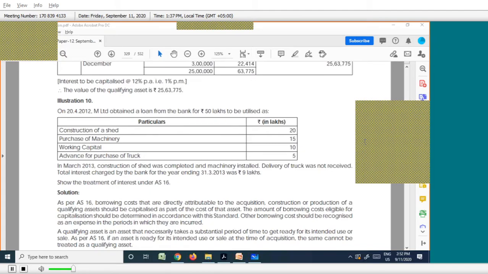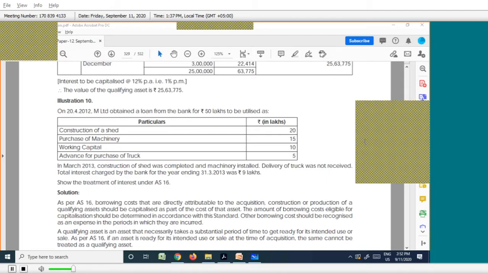What is the accounting treatment? If any interest is paid for this construction of shed, then that interest should be capitalized. That is the accounting treatment. For the first item, we completed only the first item. We will work out how to calculate that. Come to the second item, purchase of machinery.